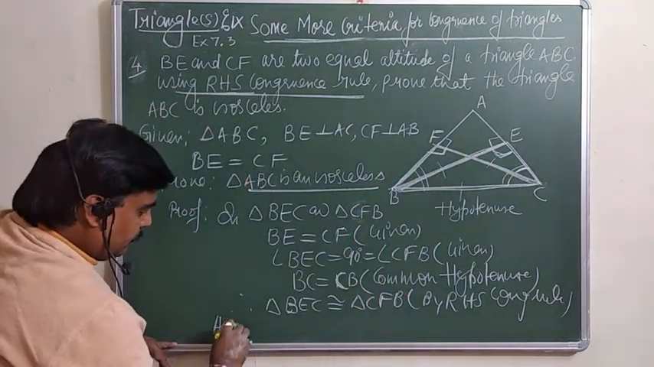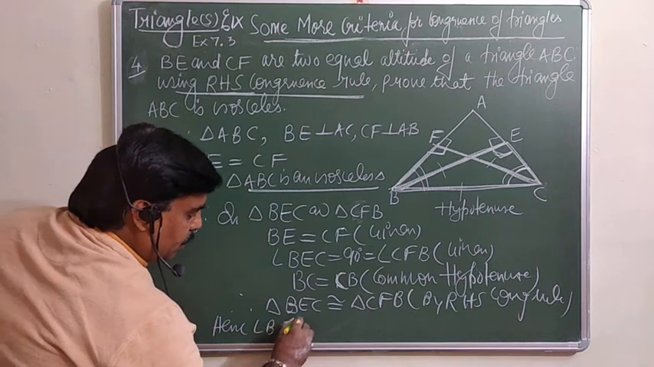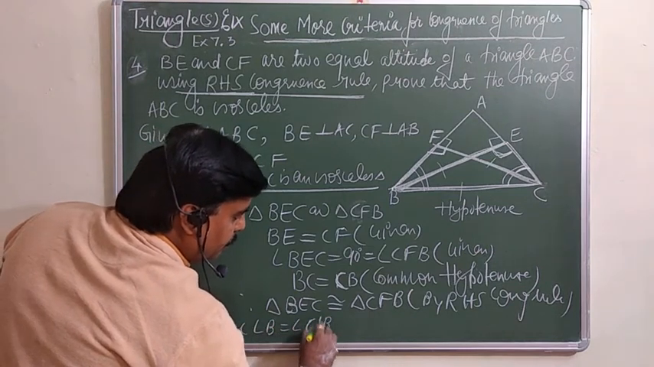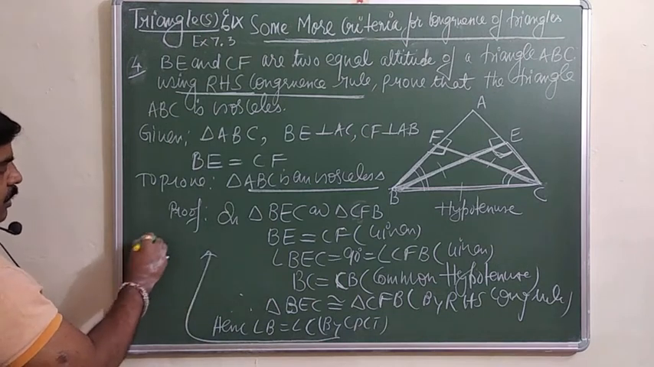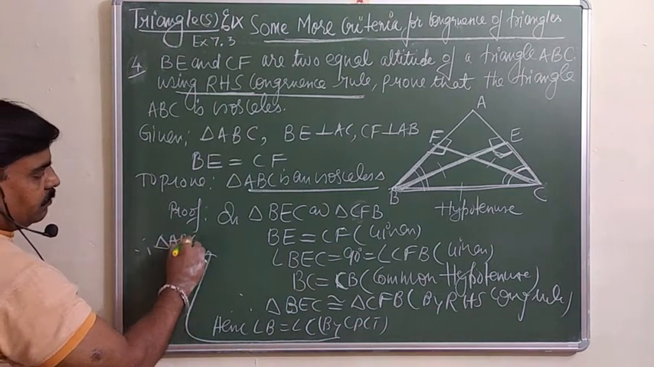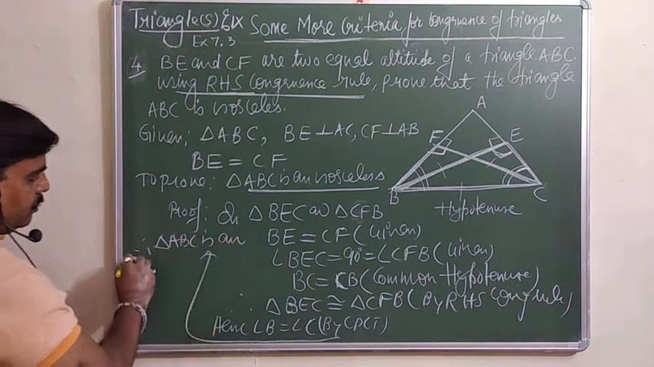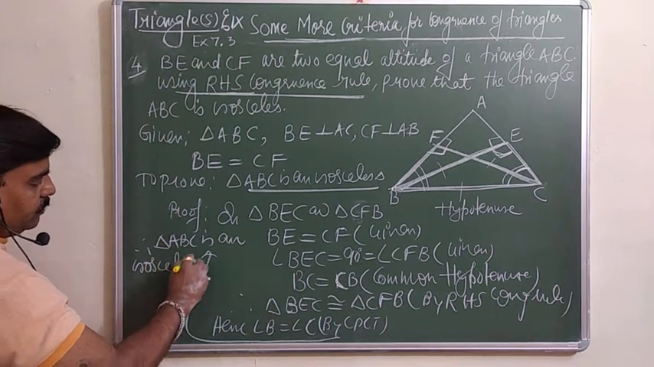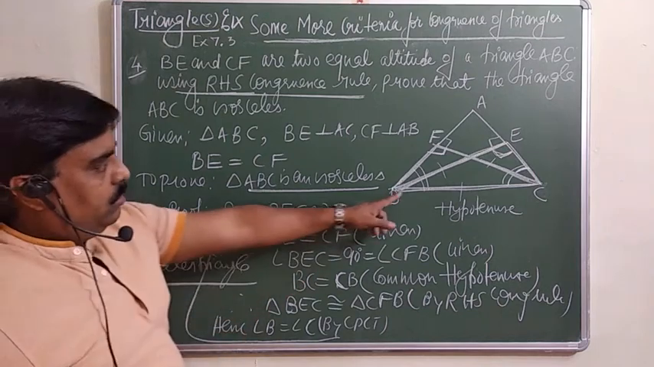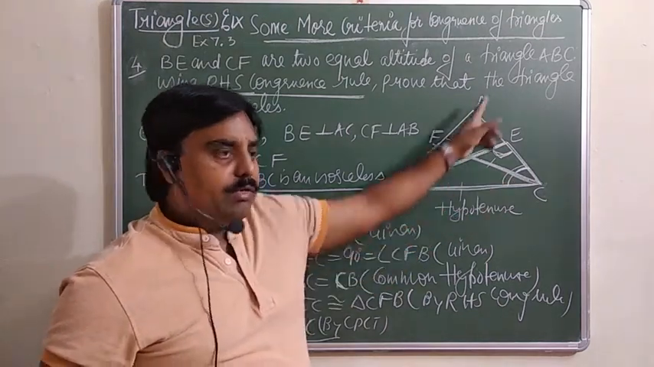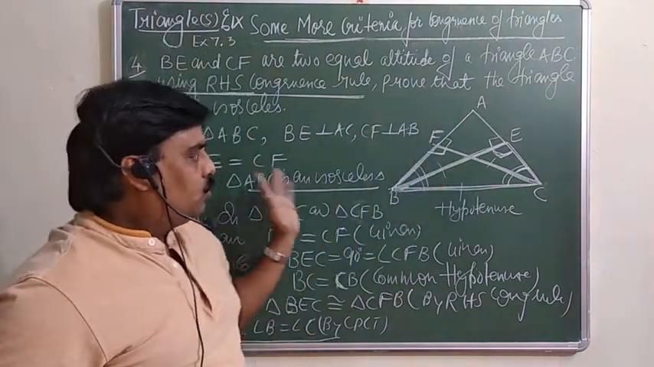Hence you can say angle B is equal to angle C by CPCT. Then you can say therefore triangle ABC is an isosceles triangle, because if the two opposite angles are equal, then you can say this triangle is an isosceles. Have a look.